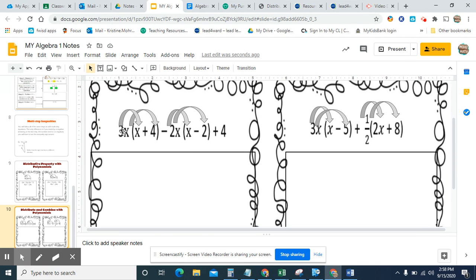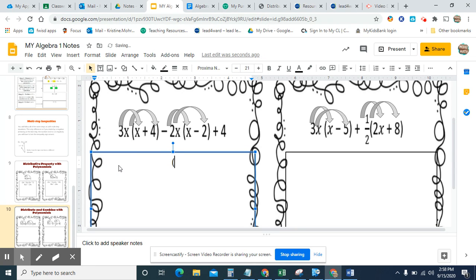So we have here first 3x times x plus 4 minus 2x times x minus 2 plus 4. So the 3x for this first part is what is being given into the parentheses. We know that because it's right in front of the parentheses. It will never be a number behind the parentheses. It's always in front. So we're going to break that one down. We are saying it's 3x times x, and then also 3x times 4.